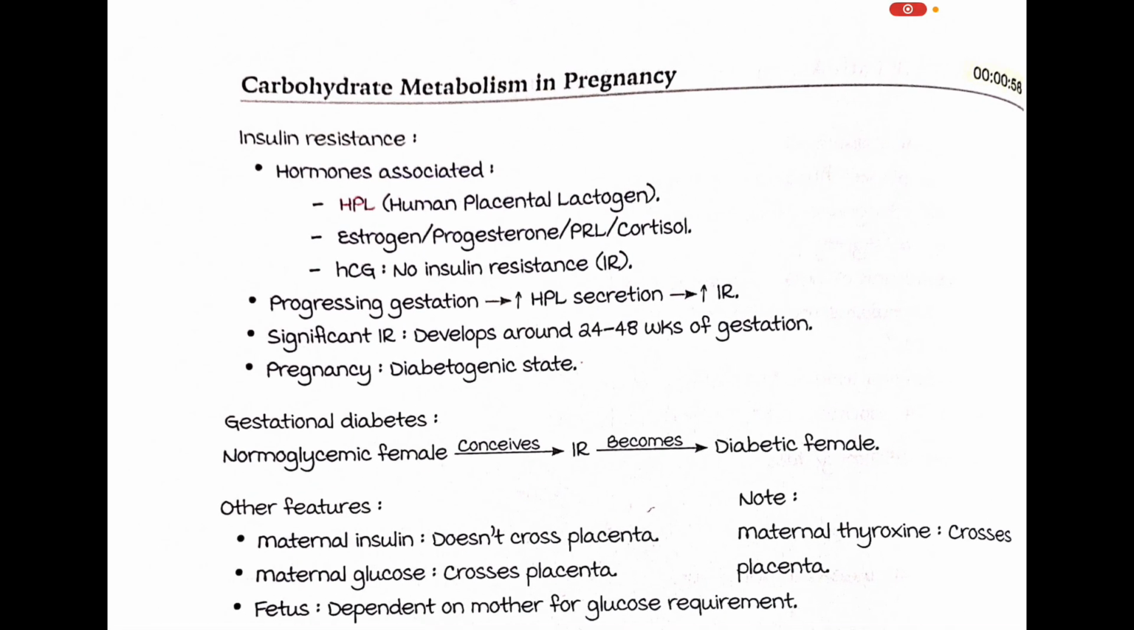Diabetes in pregnancy. Carbohydrate metabolism in pregnancy: insulin resistance. Hormones associated are human placental lactogen, estrogen, progesterone, prolactin, cortisol. HCG: no insulin resistance. Progressing gestation, increased human placental lactogen secretion, increased insulin resistance. Significant insulin resistance develops around 24 to 28 weeks of gestation; pregnancy is a diabetogenic state.